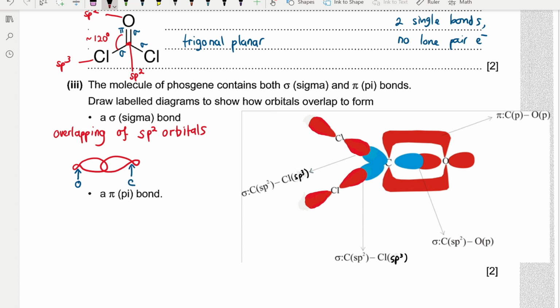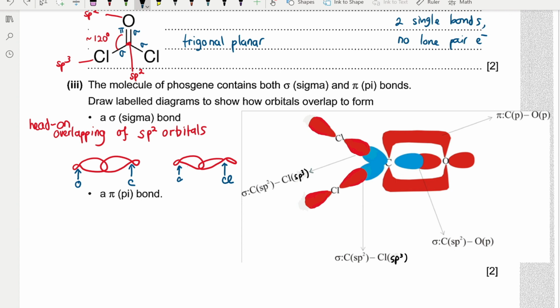And this type of overlapping is a head-on overlap, okay? And also between sp2 and sp3 of carbon and chlorine, right? So in this image on the right, this is the sp3 of chlorine overlapping with sp2 of carbon, whereas this is the sp2 of carbon overlapping with sp2 of oxygen.